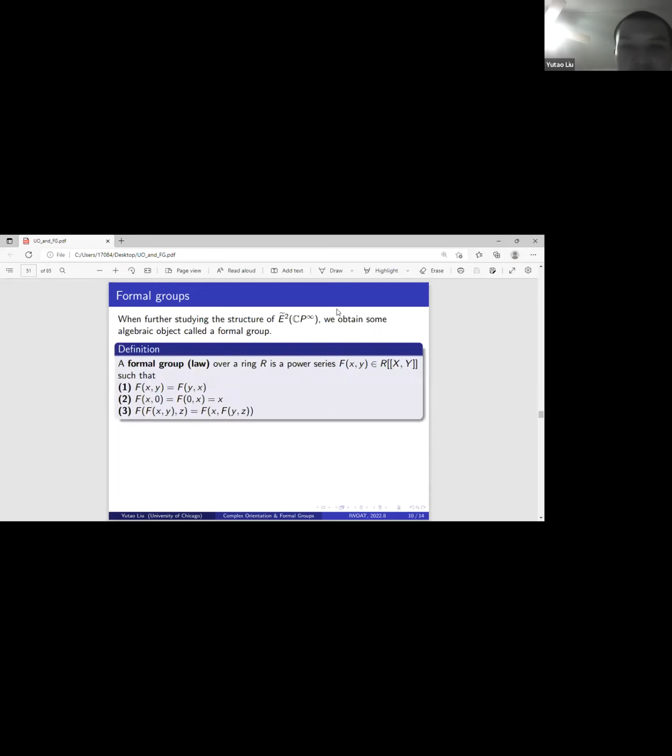In fact, a formal group law, to be more precise. If you begin with a ring R, then the formal group law over the ring is a power series in R[[x,y]], I guess it should be small x and y. This is the collection of all the infinite series, which is expressed by, let's say, a_ij x to the i, y to the j, with i, j greater than or equal to 0.